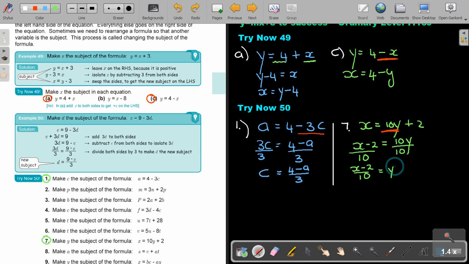And that's why, but usually the subject is on the left-hand side, so just swap the sides. Don't change anything, just swap the sides. Please don't cancel, it's 2 terms over 1 term. Okay, let's move on.